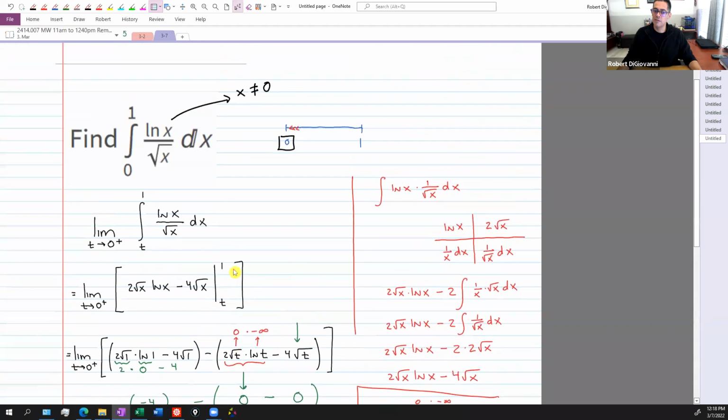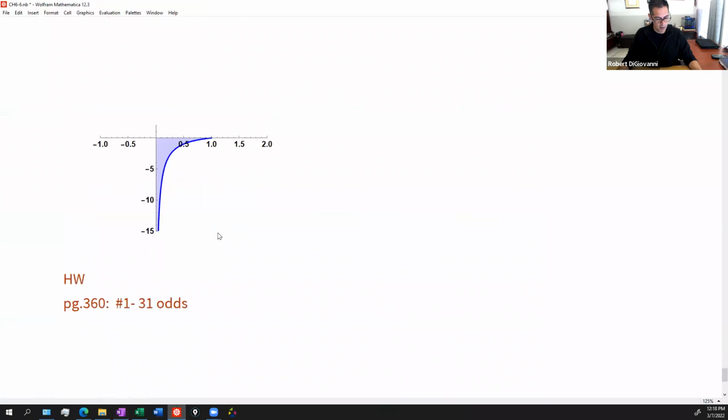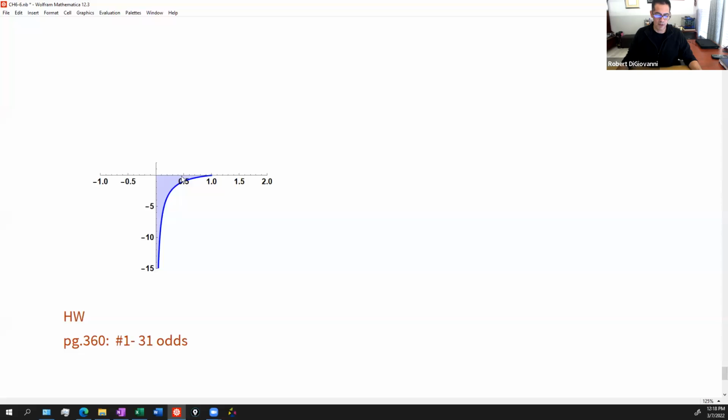Questions? Let's look at the graph. There it is. Yep. Between 0 and 1, you can see the graph's below the x-axis. And so I got -4, it's convergent. It's a finite area. We're done.